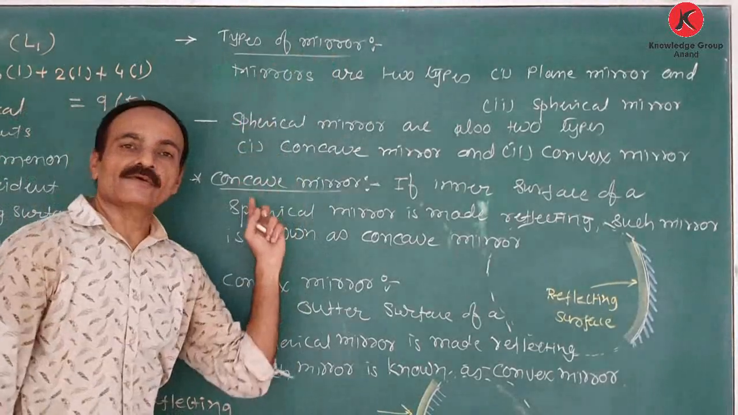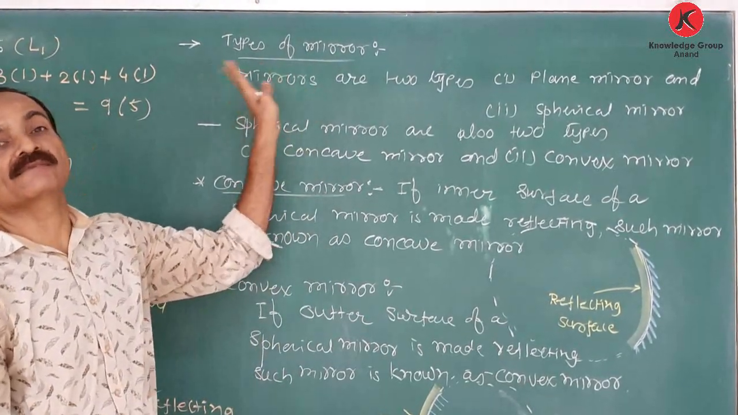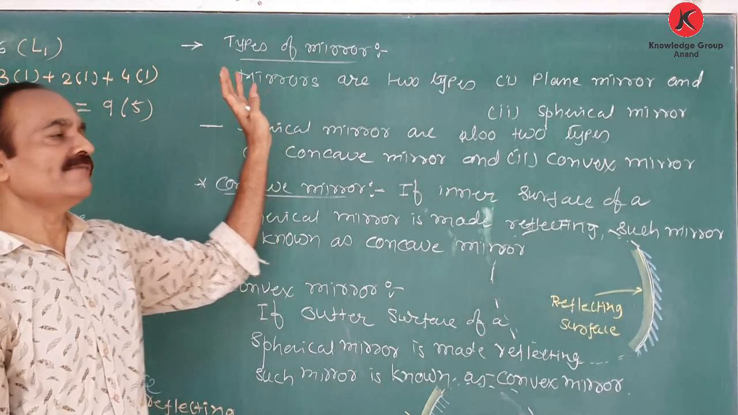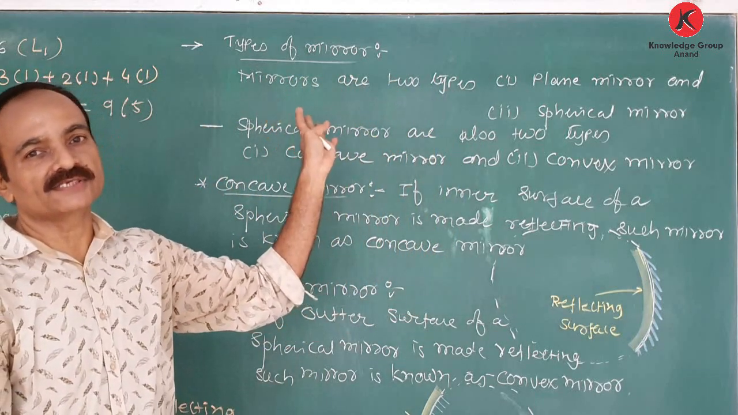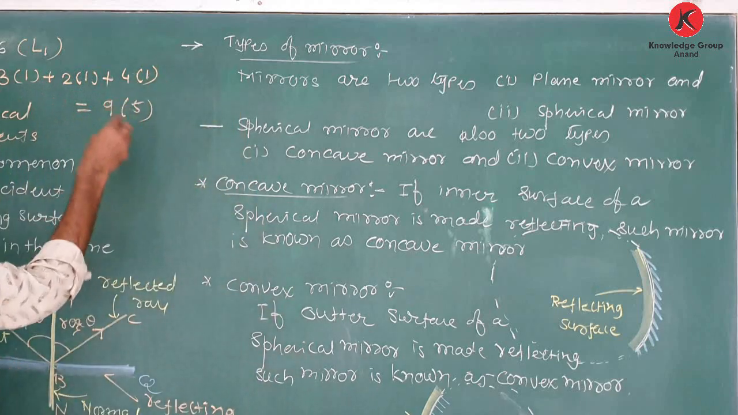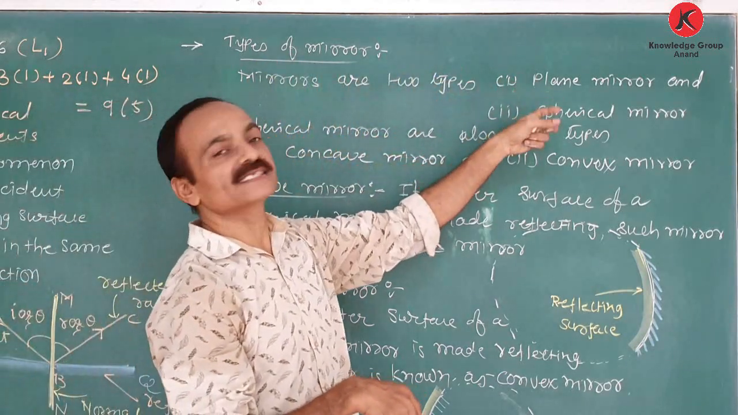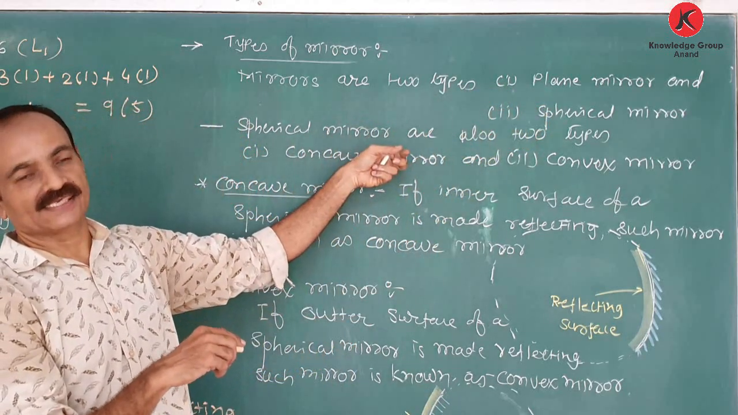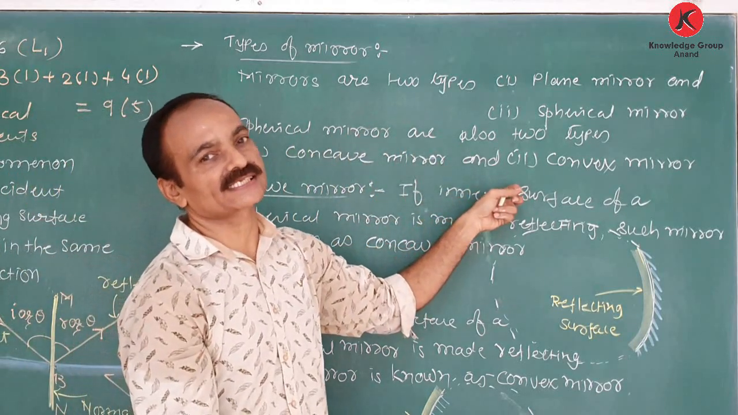Today we are going to discuss reflection by a mirror. So first we need to know what a mirror is and how a mirror is prepared. In our daily life we use the plane mirror, and we are used to seeing our face in it. Mirrors are of two types: one is plane and the second is spherical. Spherical mirrors are also of two types: one is the concave mirror and the second is the convex mirror.